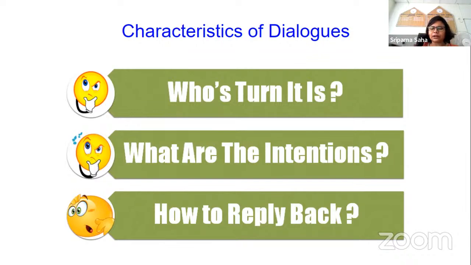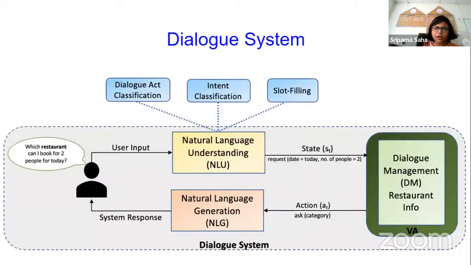So you can categorize the utterances into different categories. And now, depending on the type of the utterance, the agent has to reply back. Basically, the agent has to generate a response, and somehow it should be correlated with the utterance which is said by the user. So this is the overall dialogue system.